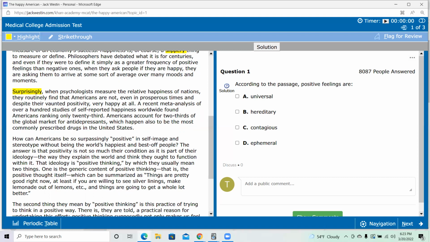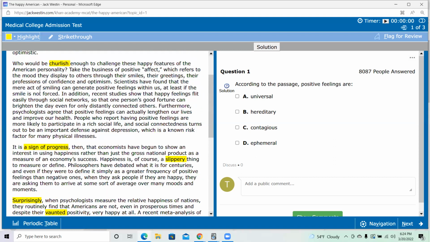Surprisingly, when psychologists measure the relative happiness of nations, they routinely find that Americans are not, even in prosperous times and despite their vaunted positivity, very happy at all. So what is he saying here? This is actually a deep cut into what he's saying. Surprisingly, I was surprised to find out that when psychologists measure the relative happiness of nations, Americans are not very happy at all, even though they seem to be happy all the time. Do you guys get that from the sentence? Okay, good.